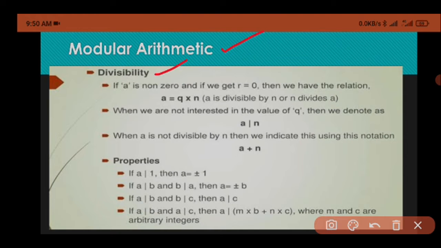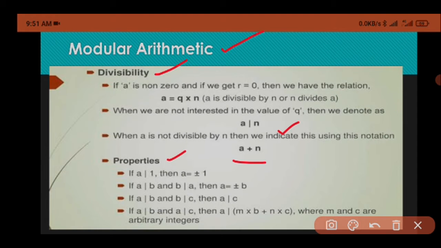Then when we are not interested in the value of Q, we denote it as N divides A, meaning N is dividing A, or you can say A is divisible by N. When A is not divisible by N, then we indicate this using the notation N does not divide A, which we have known from very small classes.